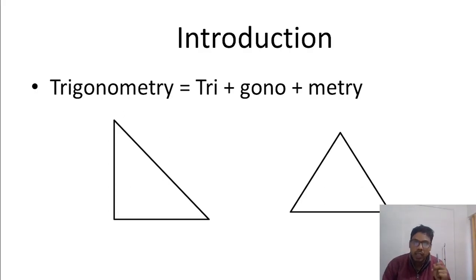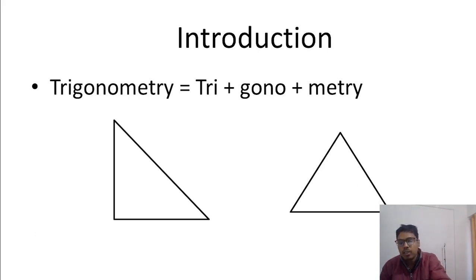Trigonometry, as I previously said, is a Greek word. In Greek it is made of three words: tri plus gono plus metry. Trigonometry comes from that. Tri means three, gono means angle, and metry means measurement.